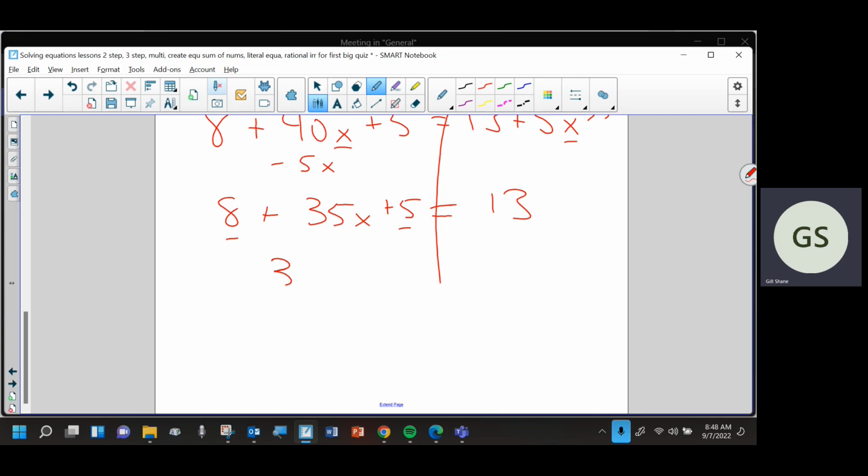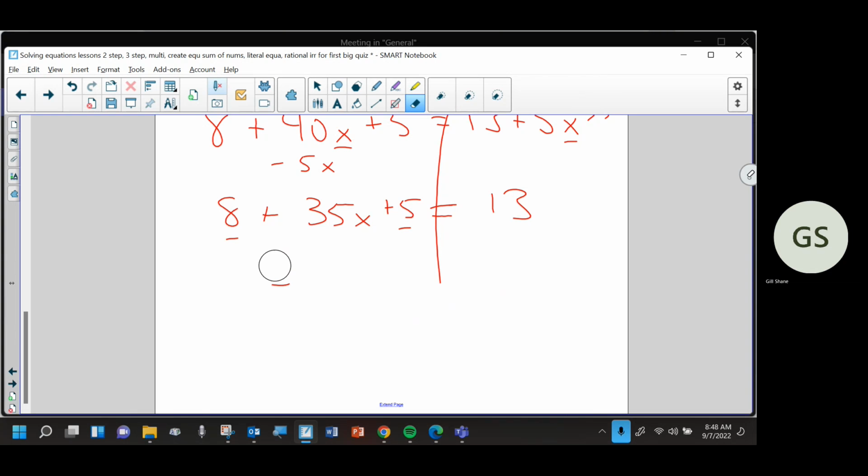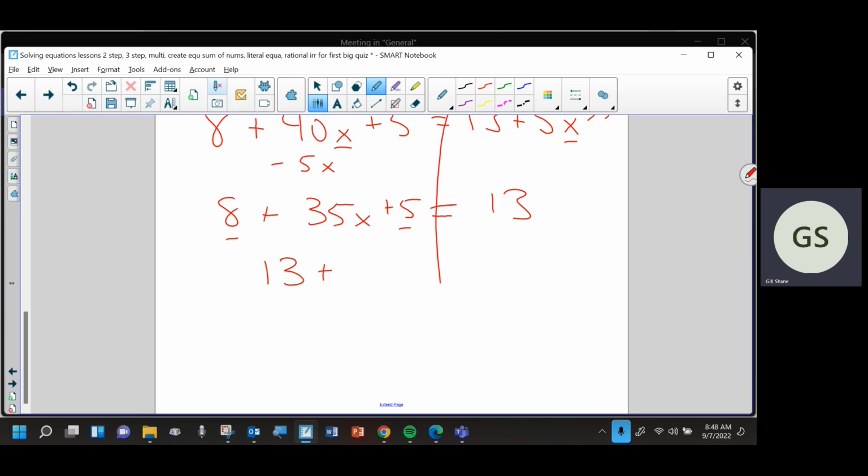I'm going to go ahead and write the variable term first. Yeah, you could have written the number first. It doesn't matter. Actually, tell you what, let's write the number first to show you it doesn't matter. So 8 plus 5 is 13. We get another weird answer. And you should all be able to, this is a two-step equation.